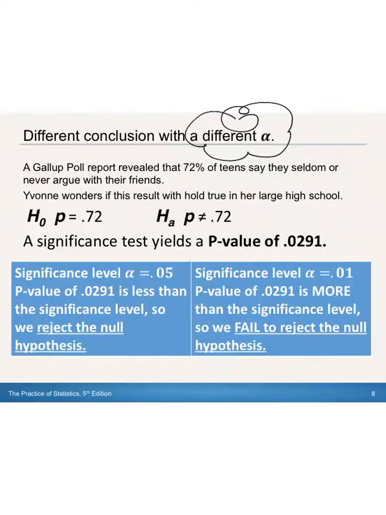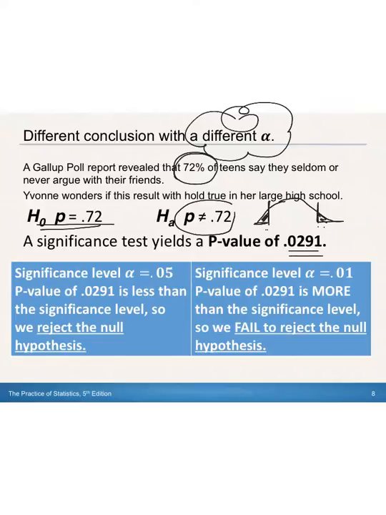And so this is a situation where a Gallup poll reported that 72% of teens say they seldom or never argue with their friends. And Yvonne wonders whether this result will hold true in her large high school. So the null hypothesis is this population parameter of 72, and the alternative, she doesn't know whether it's going to be bigger or smaller, so she's saying that the alternative is that it's different than 72. By the way, this would make this a two-tail. We'd be looking at both the test statistic and its absolute value. And we're looking at both of the areas above and below.